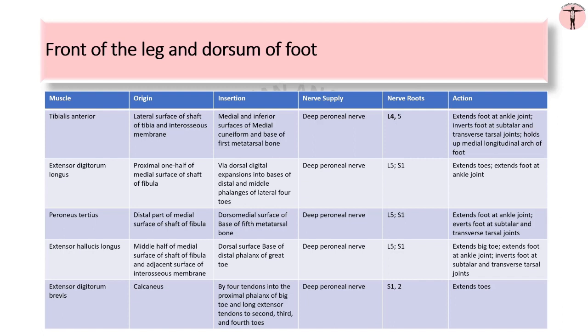The extensor digitorum longus tendons on the dorsal surface of each toe become incorporated into a fascial expansion called the extensor expansion. The central part of the expansion is inserted into the base of the middle phalanx and the lateral two parts converge to be inserted into the base of the distal phalanx.